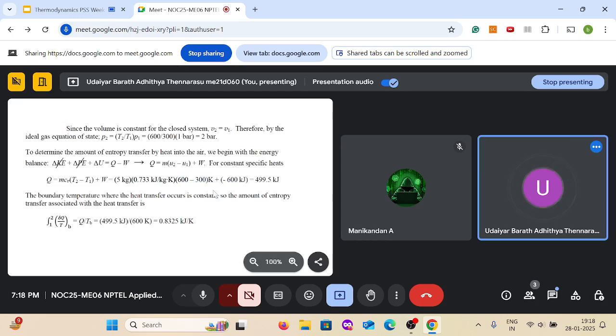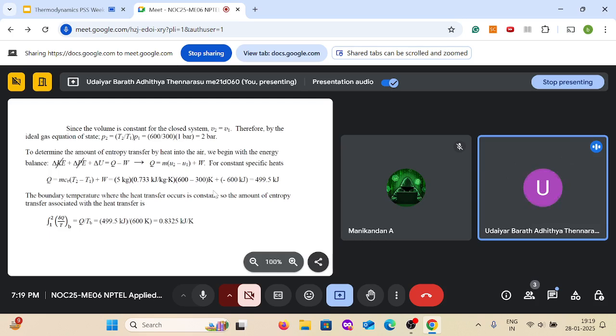Now, since the volume is constant for the closed system, V2 equals V1. Therefore, by the ideal gas equation of state, P2 is T2 by T1 into P1. So that is, P by T is constant. Since V is constant, from the ideal gas equation, P by T will be constant. So we are finding the final pressure. Our final temperature is 600, divided by initial temperature 300, into the initial pressure. It gives you 2 bar. So now we know the final pressure and temperature.